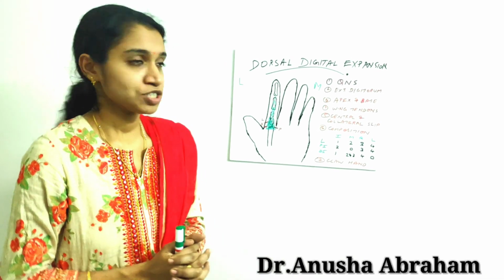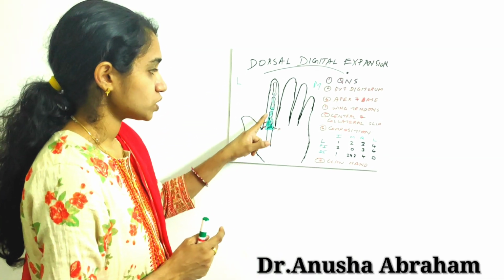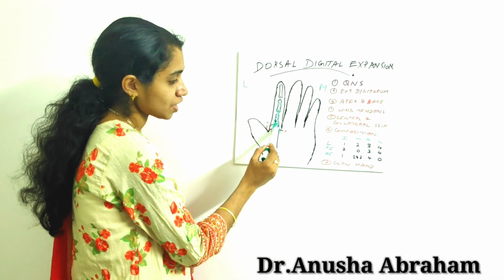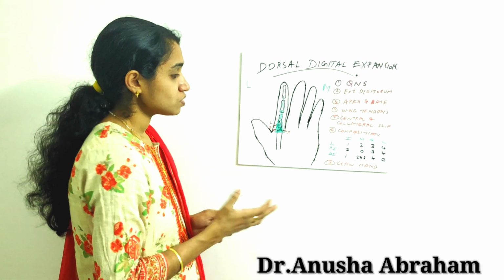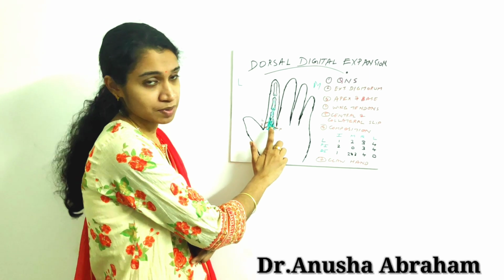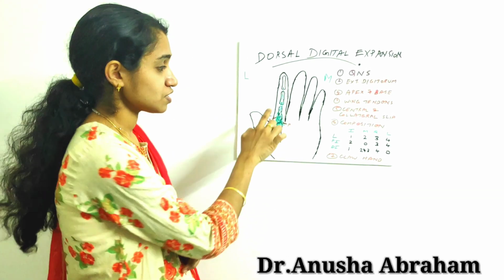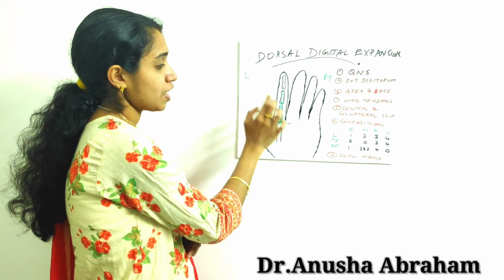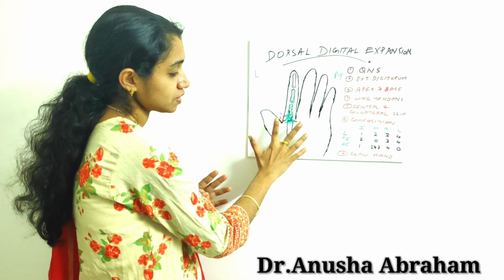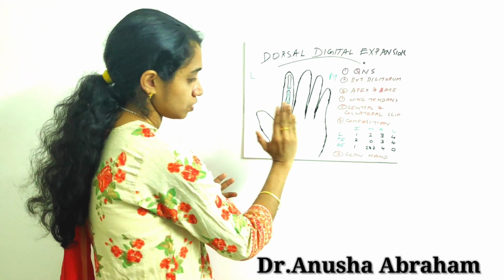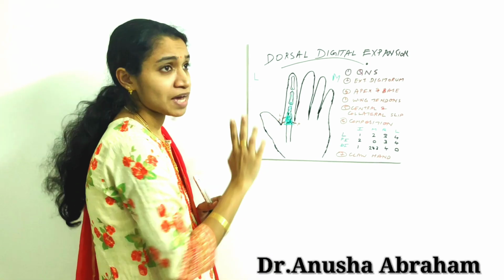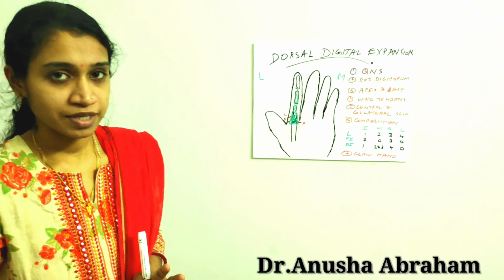So, dorsal digital expansion, you should say, is mainly seen over the proximal phalanx, involving the metacarpophalangeal joint. It's mainly seen on the dorsal aspect of the proximal phalanx as well as the head of the metacarpal bone, a triangular aponeurosis. It has got an apex and a base. The base is seen like a hood, and it will be covering this metacarpal head as well as the metacarpophalangeal joint, and it will be attaching to the deep transverse metacarpal ligament.